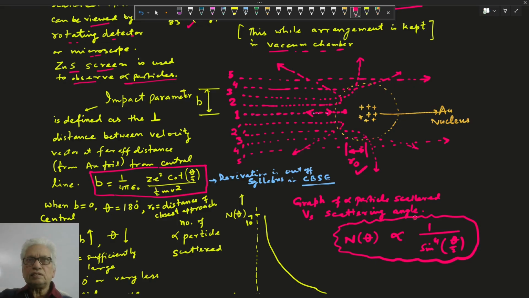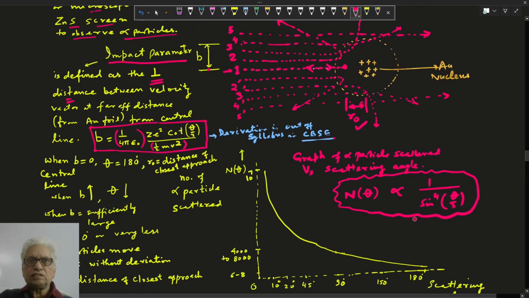Now we are discussing impact parameter b. It is defined as the perpendicular distance between the velocity vector of the alpha particle, when it is at a far off distance from the gold foil, and the central line. This is the central line 1. The formula of impact parameter b is given by b = (1/4πε0) · (Ze² cot(θ/2)) / (kinetic energy, ½mv²), where theta is the scattering angle. This derivation is out of syllabus in CBSE, so you have to learn only the formula.